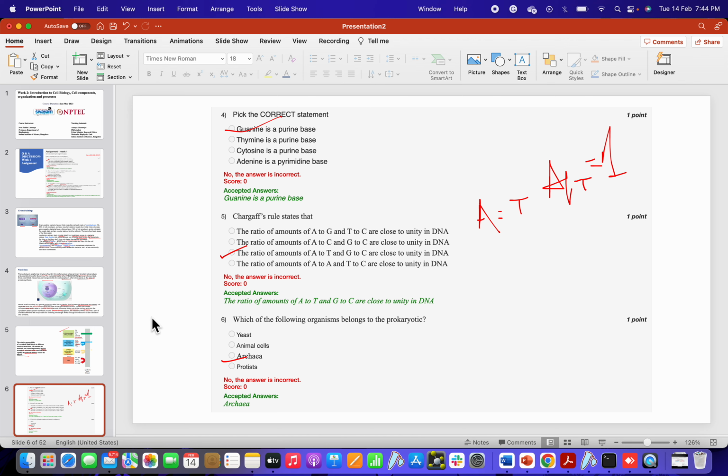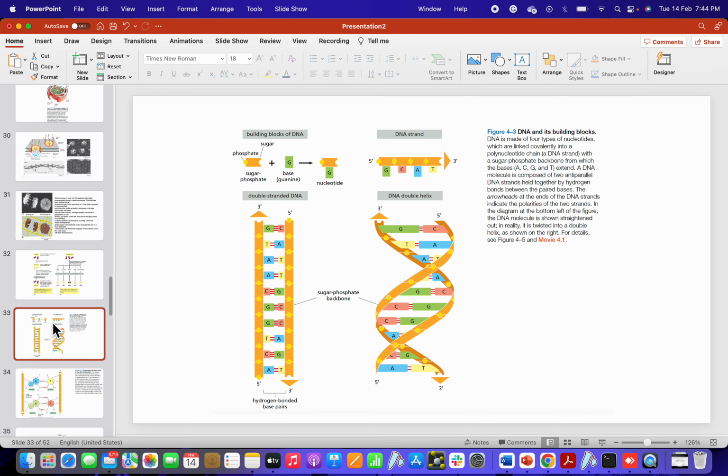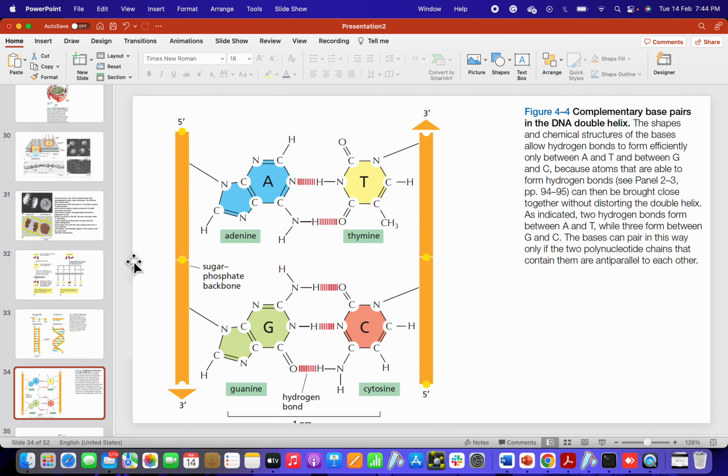Let me go through the structure again if you have any doubt. Here different nucleotides are there, and two nucleotides form a bond as a sugar phosphate backbone, where 3 prime to 5 prime bond formation is there. Some bases are thrown out of the backbone: adenine, guanine, thymine, cytosine. Between those bases are hydrogen bonds, these red bonds, but in the backbone there is the phosphodiester bond.